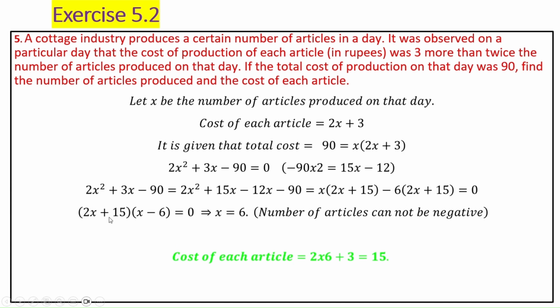Okay, and you cannot take the other value because it is minus 15 by 2, which is negative. You cannot take that. So the number of articles is 6 and the cost of each article is 2 times 2x plus 3, right? That is 15. Okay, next.